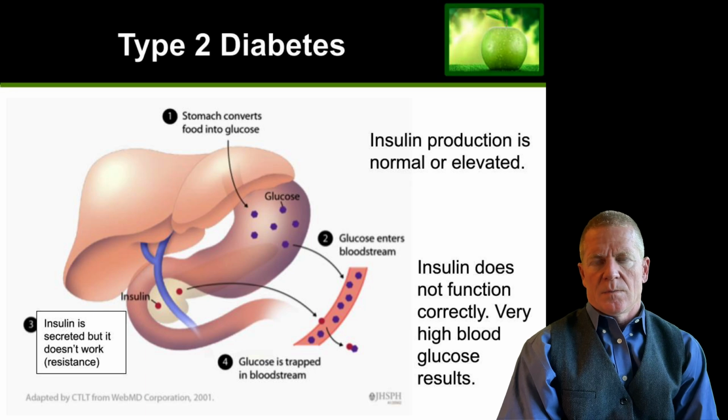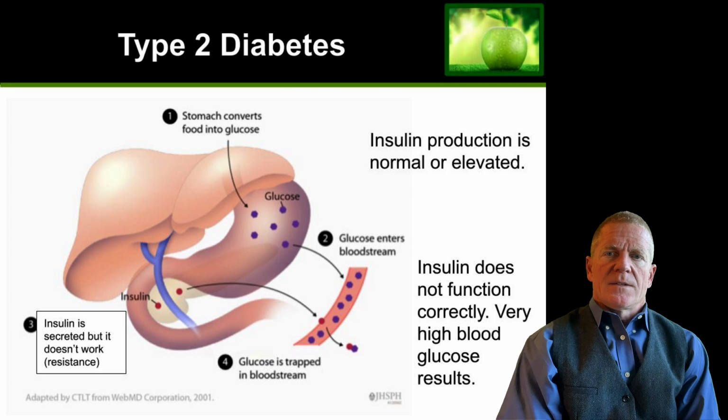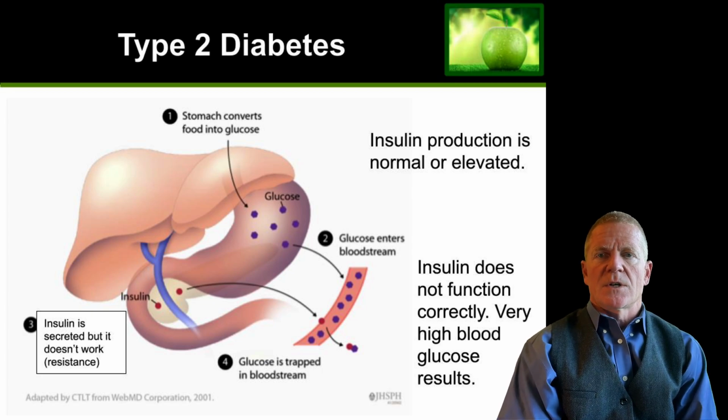It is unable to correctly signal to the fat cells and to the liver to store glucose or turn it into fat. So the glucose concentration remains high, and that high glucose concentration causes a lot of damage.